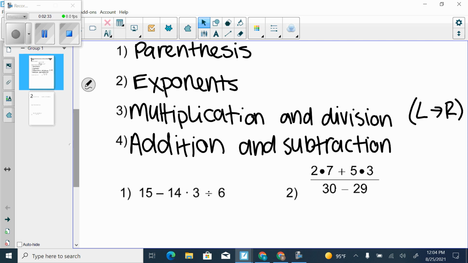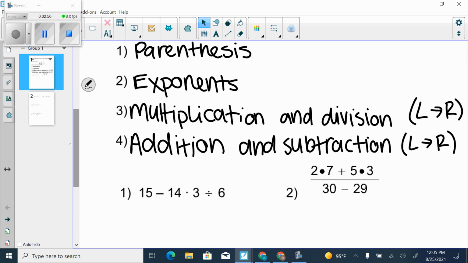Okay, and again, if there is addition and subtraction, how do we decide which to do first? Very good. All right, so now that we've got our rules written down so we can go back and reference them, we're going to do a couple of examples.